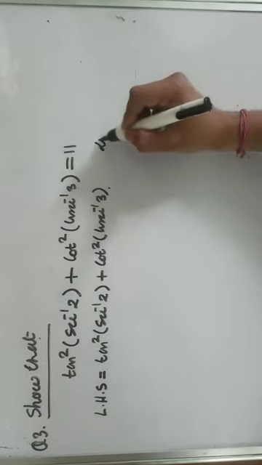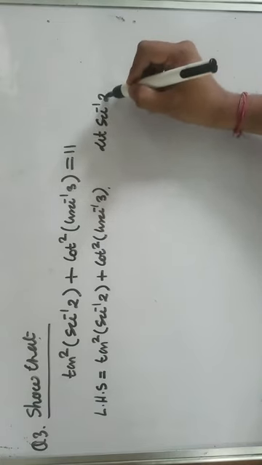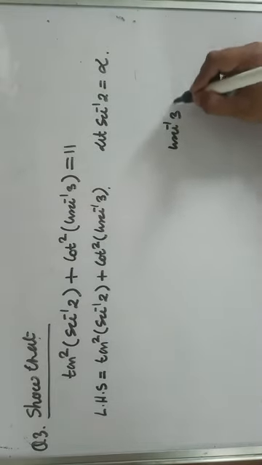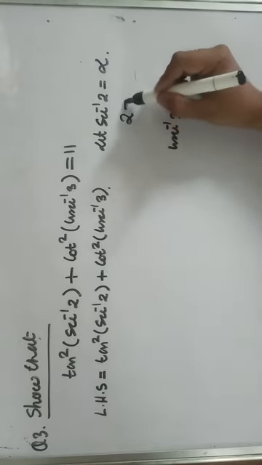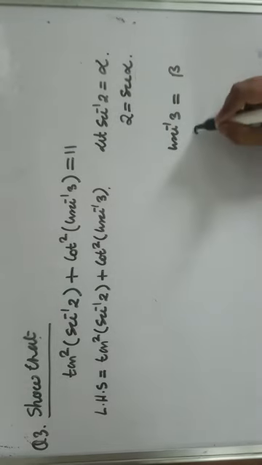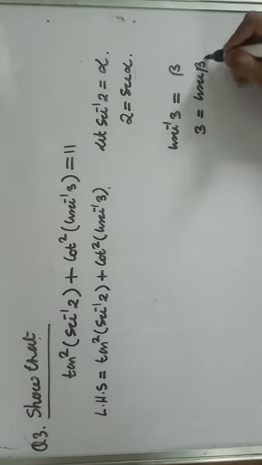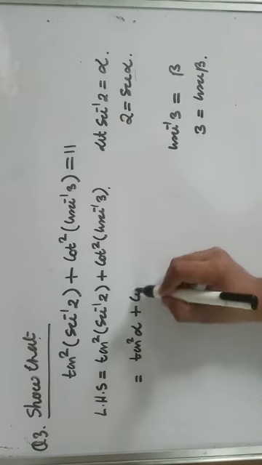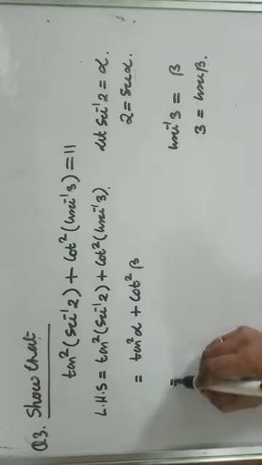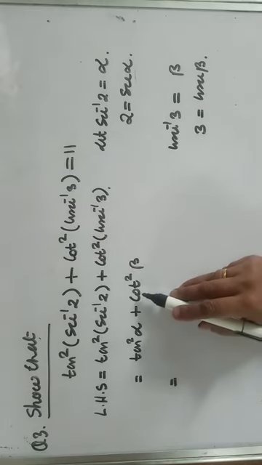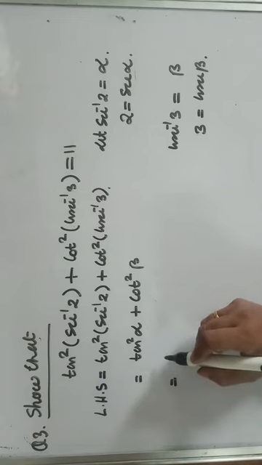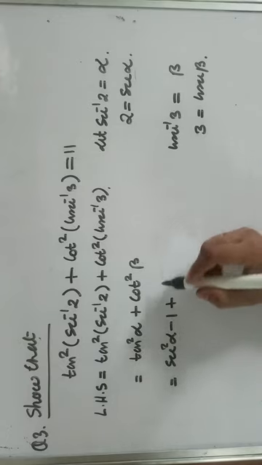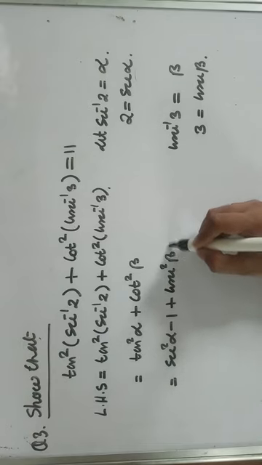So I'll consider, let sec inverse 2 be equal to alpha and cosec inverse 3 be equal to beta. Then 2 is equal to sec alpha and 3 is equal to cosec beta. Now the expression is tan square alpha plus cot square beta. Now you know about these things. We can convert this tan in terms of sec and cot in terms of cosec. Tan square alpha we can write as sec square alpha minus 1, plus cot square beta as cosec square beta minus 1.